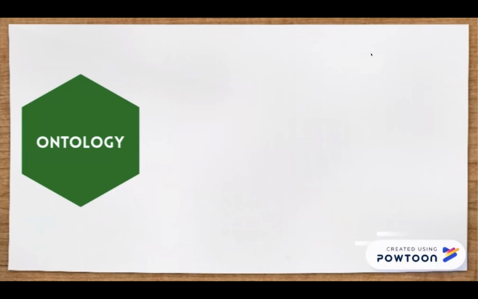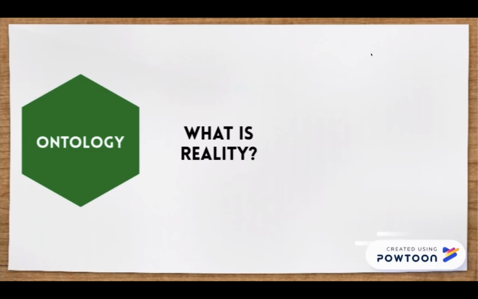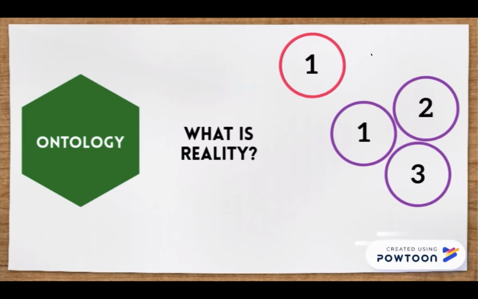Ontology is interested in addressing the question, what is reality? There are several ontologies that exist. For the purposes of this video, I will use these 3 ontologies. Firstly, the belief that there is only one single reality or truth. Secondly, the belief that there are multiple realities. Thirdly, that reality is constantly negotiated, debated, or interpreted.